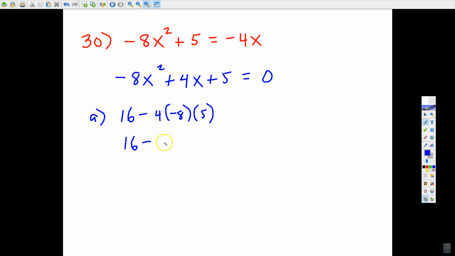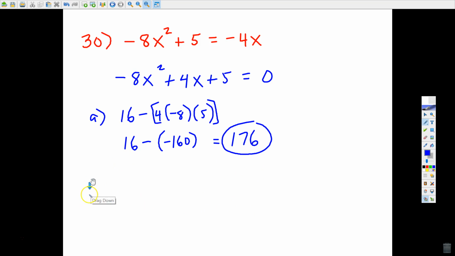Okay, so we're going to be doing 16 minus, and let's see in our calculator, what is negative 32 times 5? That's negative 160. Okay, so I'm subtracting the product of these 3. And subtracting a negative means adding, so we end up with a discriminant value of 176.